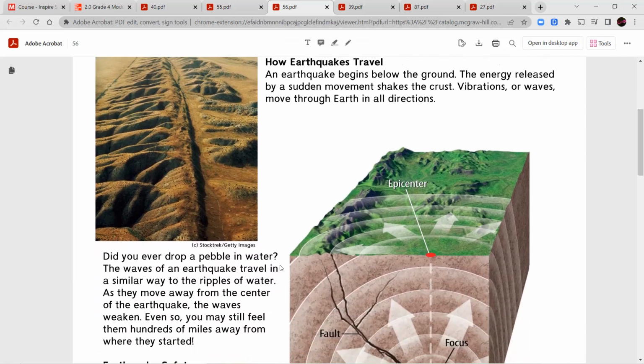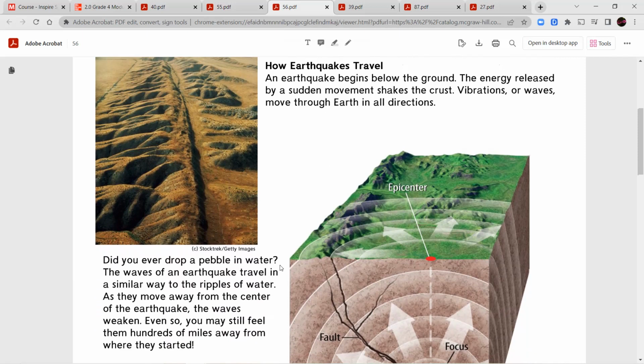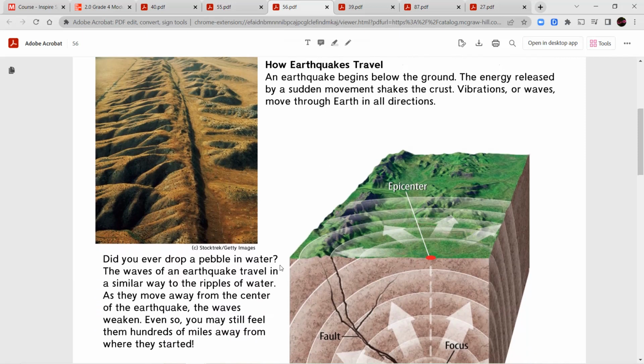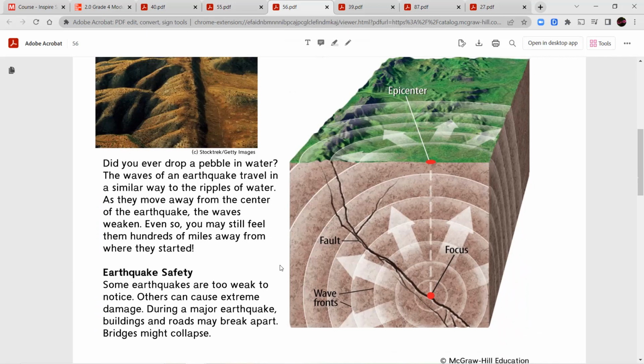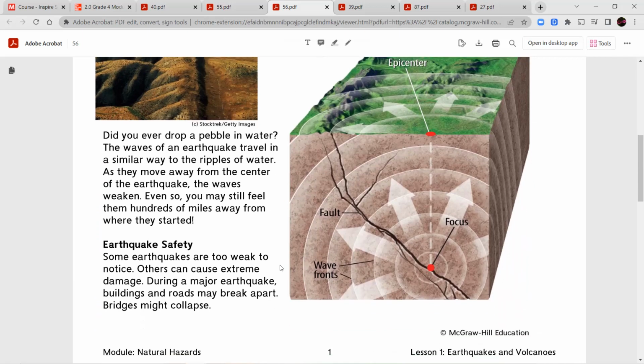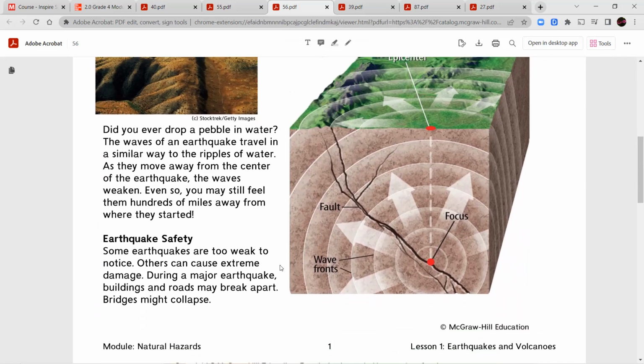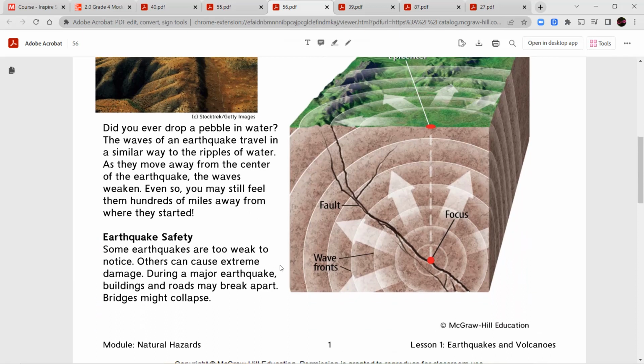How earthquakes travel. An earthquake begins below the ground. The energy released by a sudden movement shakes the crust. Vibrations or waves move through Earth in all directions. Did you ever drop a pebble in water? The waves of an earthquake travel in a similar way to the ripples of water. As they move away from the center of the earthquake, the waves weaken. Even so, you may still feel them hundreds of miles away from where they started.